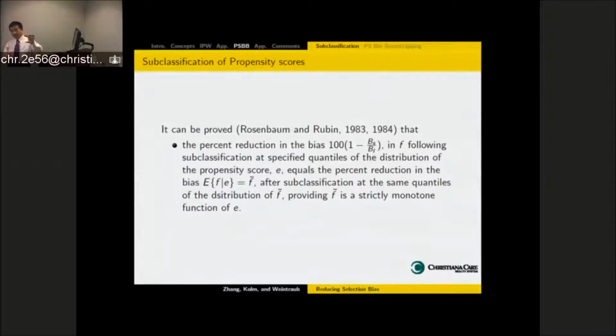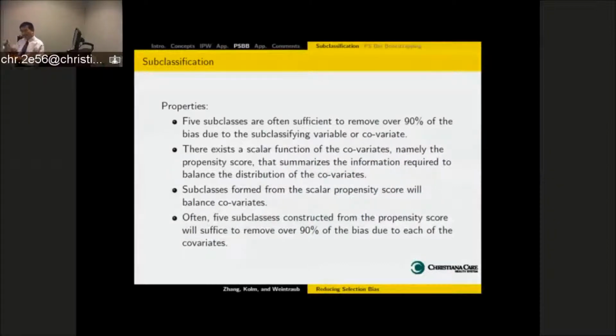If we look at the distribution from the smallest to largest, which means our propensity score is a strictly monotone function, we can use this result, proved about 30 years ago, to reduce this selection bias. Specifically, by using the results from two previous slides, if we stratify the propensity score into five classes, five subclasses are often sufficient to remove over 90% of bias due to the subclassification variable or covariance, which means if we divide the propensity score into five strata, we can reduce about 90% of selection bias. We will see later by looking at the distribution of propensity score.